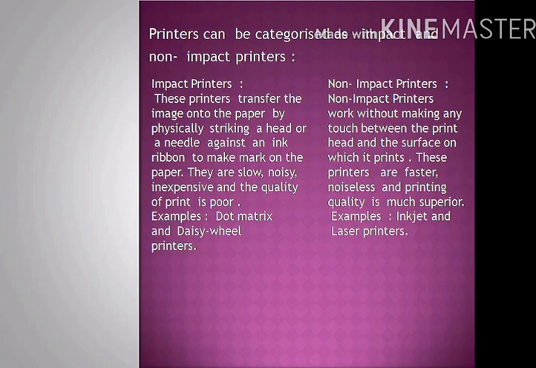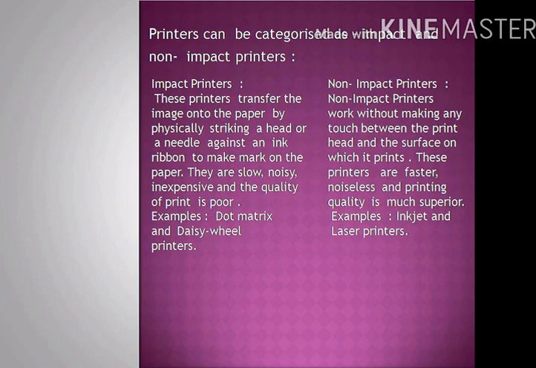Impact printers. These printers transfer the image onto the paper by physically striking a head or a needle against an ink ribbon to make a mark on the paper. They are slow, noisy, inexpensive, and the quality of print is poor. Dot matrix and daisy wheel are the examples of impact printers.